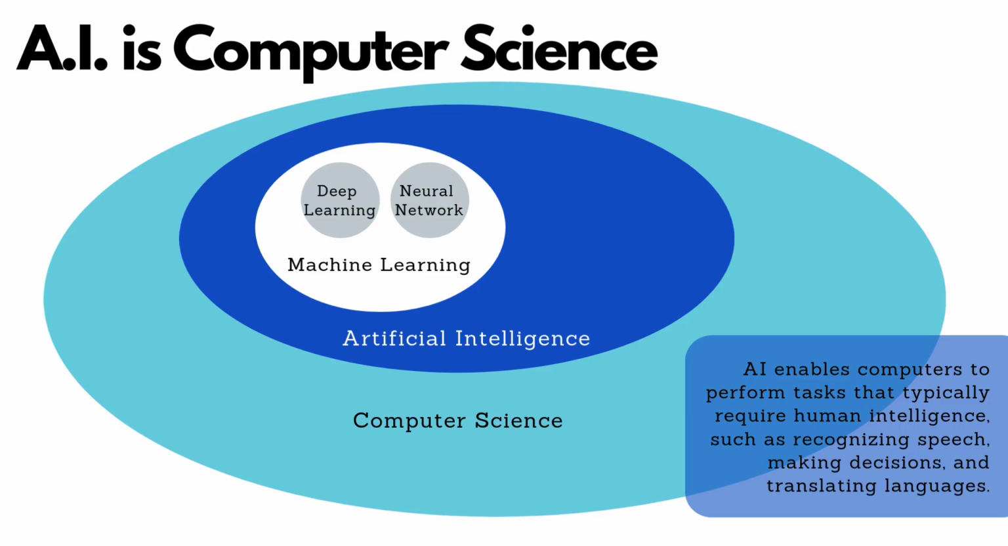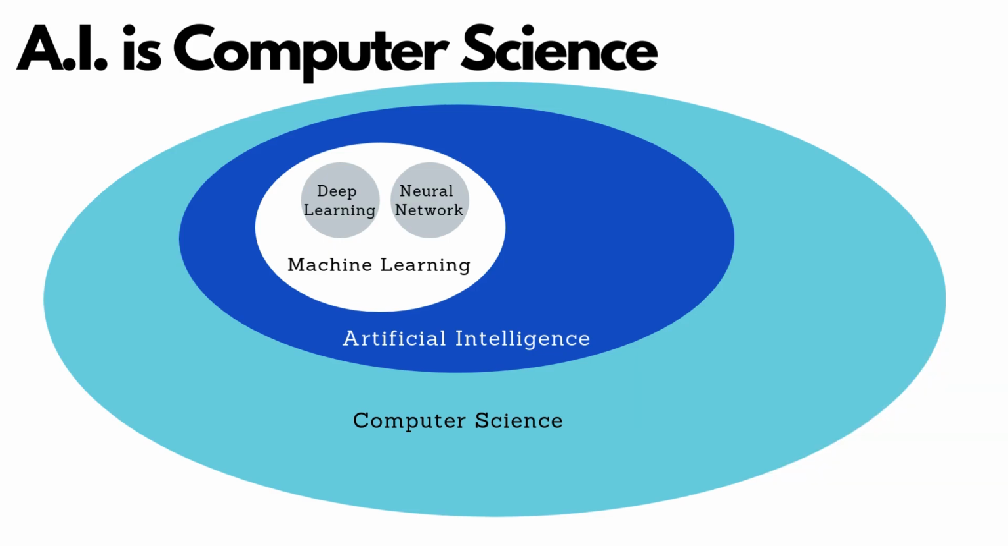This Venn diagram shows that AI is a subset of computer science. And then within AI, you have machine learning, deep learning, and neural networks. And what this does is it enables computers to perform tasks that typically require human intelligence, such as recognizing speech, making decisions, and translating languages.